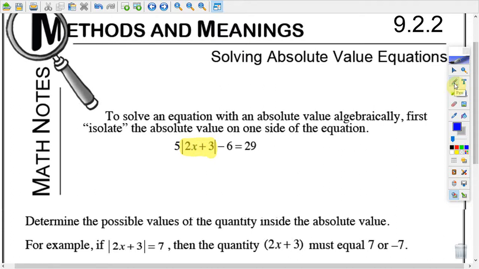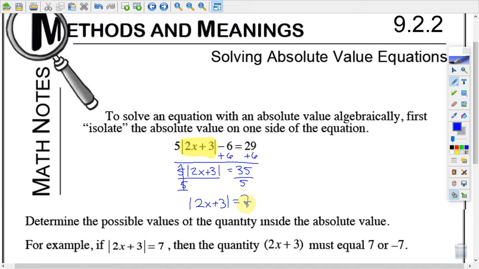So to start that, I'm going to add 6 to both sides. And then I'm going to divide both sides by 5. Should make a little note here that you're not allowed to distribute through an absolute value sign. So we can't distribute that 5. We need to divide both sides by 5. So that gives us the absolute value of 2x plus 3 is equal to 7.